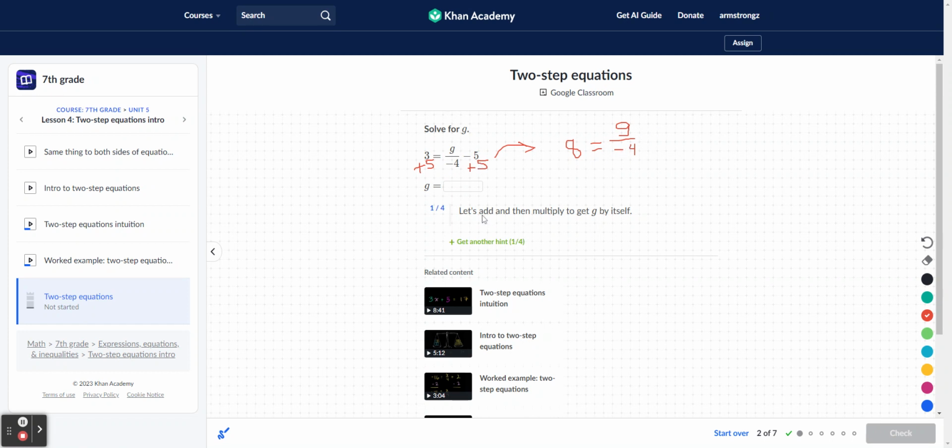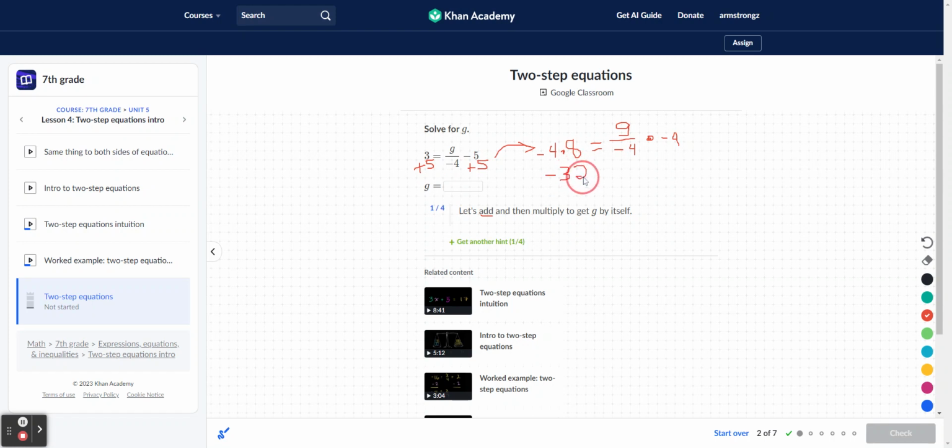Right, so that's the add part, and then I'm thinking, oh, what do they mean multiply? I know multiplication undoes division, it's the opposite of division, so hey, there's division here. So let's multiply both sides by negative 4. Right, so negative 4 times 8 is negative 32.